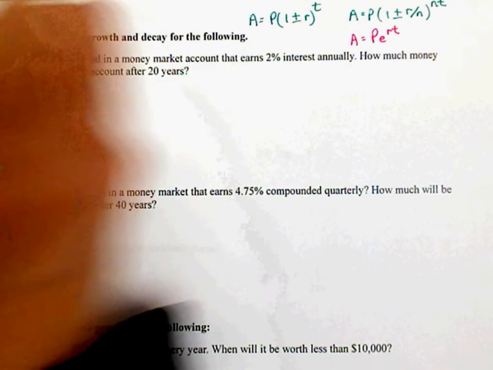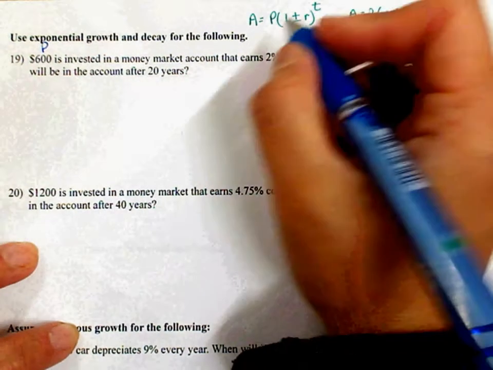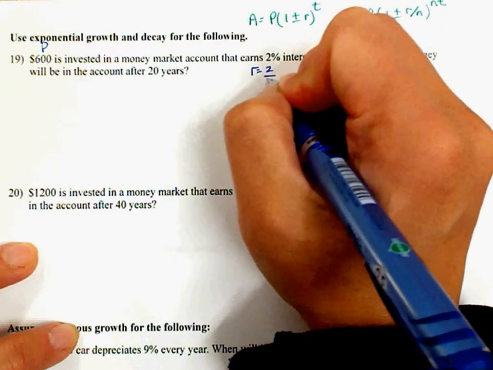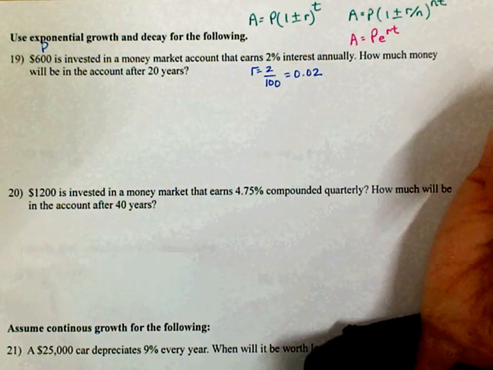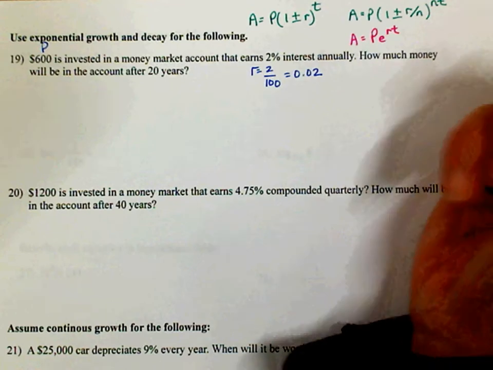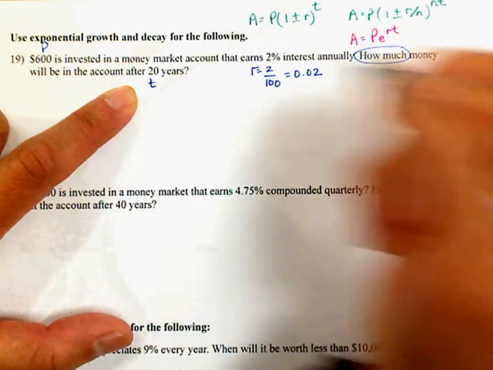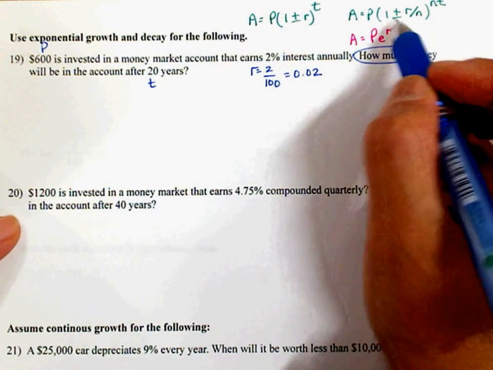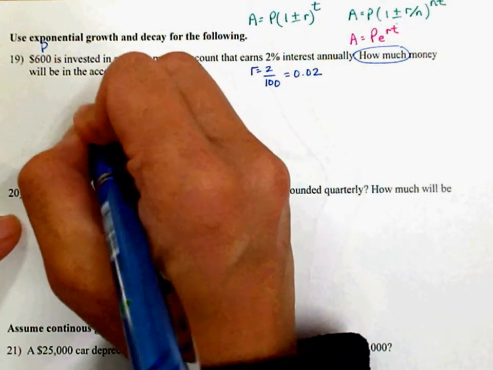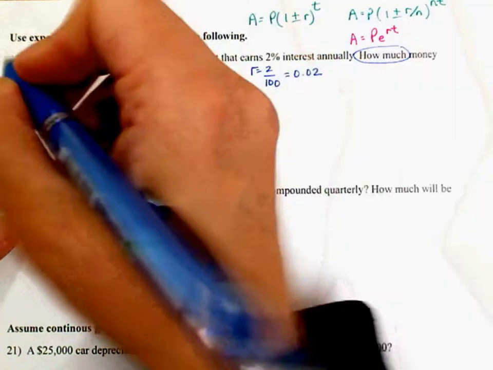$600 was invested, so I start with $600 in a money market account that earns 2%. Now, remember, percent is out of 100, so you divide that by 100 and you get 0.02. The question says, how much money will be in the account after 20 years? I can use this formula or I can use this formula. I'm going to use this one. If you use this one, the N would be 1. So just know that.